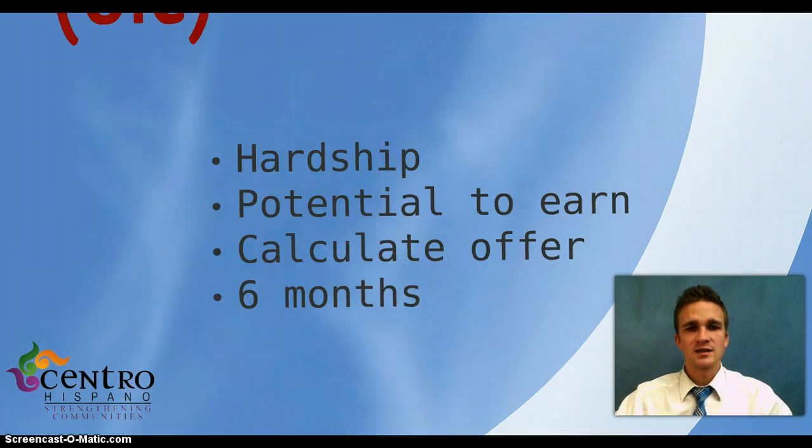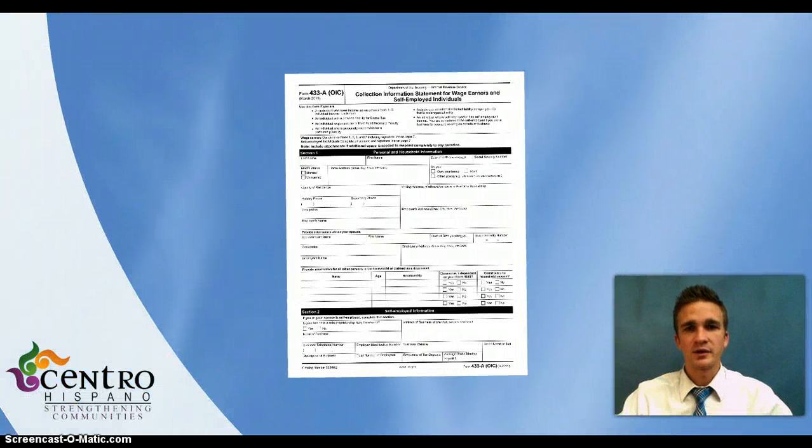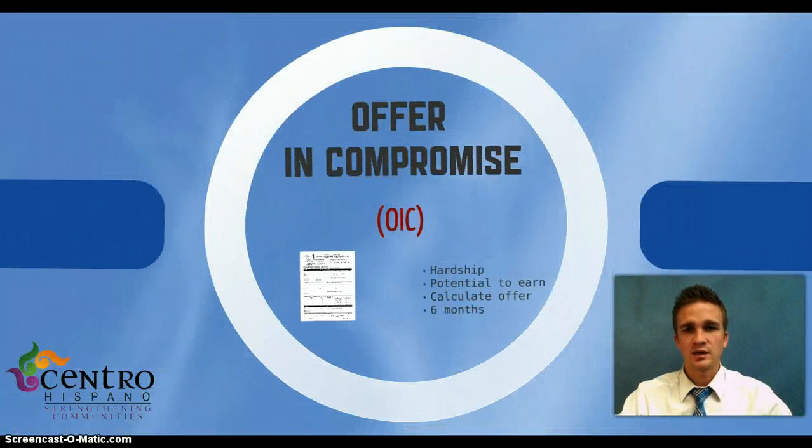And then also it takes 6 months at least, usually, for the IRS to process the OIC. So it's kind of a long process. Sometimes it takes a year or longer for the IRS to get through that, partially because there's so many requests for OIC. And this is just the first page of the 433 OIC, the form that you have to fill out, just to give you an idea.